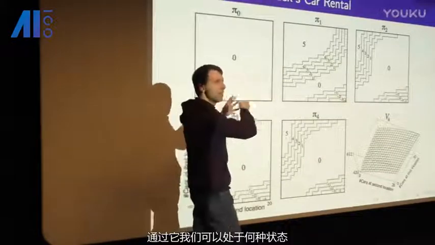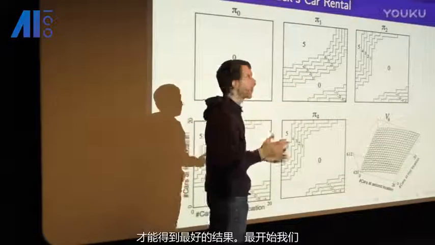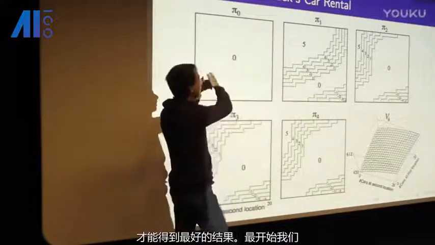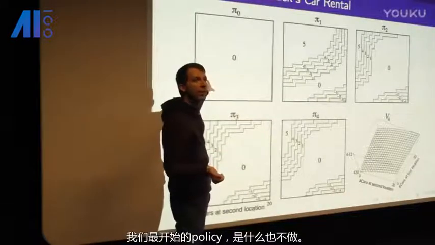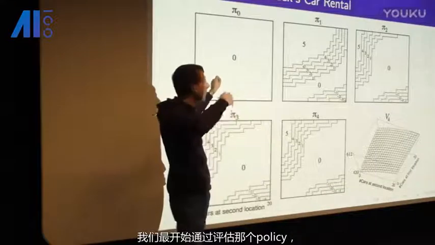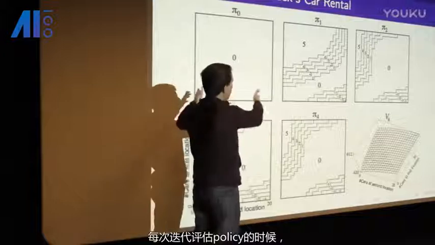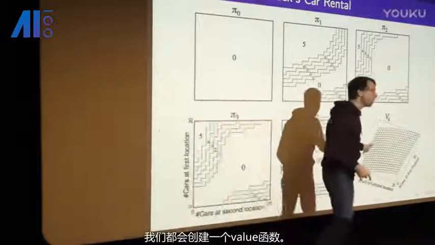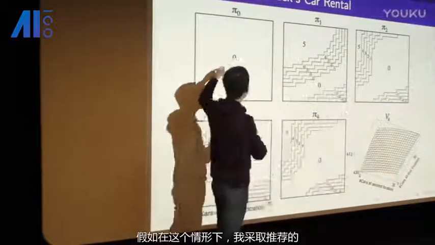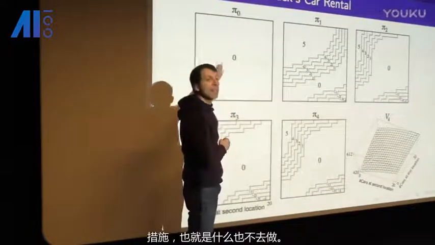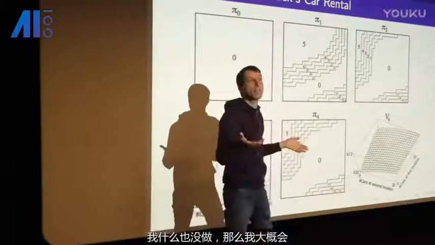They're indicating the policy, telling us at any stage of our algorithm what we believe the best thing to do is. We start off with an arbitrary policy. In this case, we're just going to do nothing as our initial policy. We're going to seed our policy iteration process by first evaluating that policy. Each time we evaluate a policy, we build up a value function, which looks something like this. We build up a value function saying that if I take the actions that are recommended, in this case do nothing, I'll end up with some surface that tells me how much money I'm going to make doing nothing.